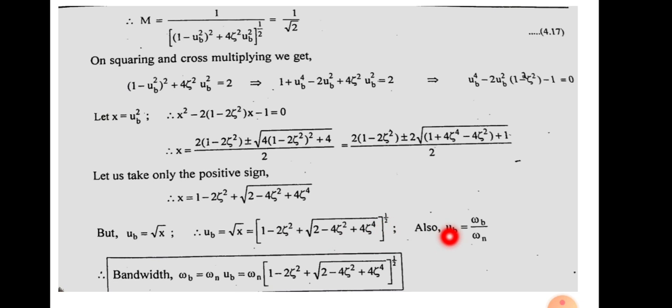So we have the equation u_b equal to omega_b divided by omega_n. We have to find out the bandwidth omega_b. So omega_b will be equal to u_b into omega_n. So we got omega_b equal to omega_n into [1 minus 2 epsilon square plus square root of (2 minus 4 epsilon square plus 4 epsilon raised to 4)] all raised to 1 by 2. So this is the frequency domain specification for bandwidth.